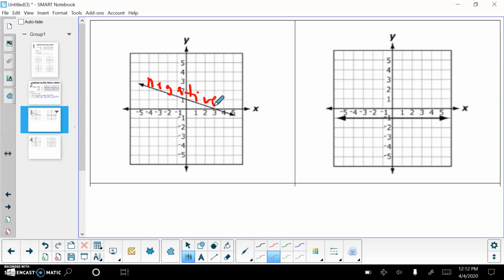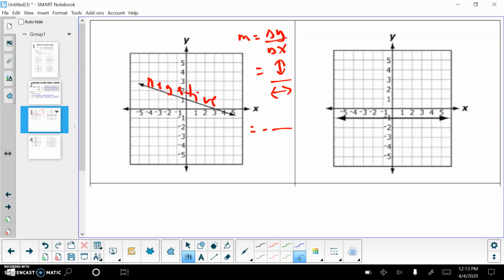And I remember my slope letter is M, and that's the change in the y over the change in the x, and the y, that's the up and the down number, and the bottom part of the fraction is the side-to-side number. And since I already know it's negative, I'm going to put a little negative sign out in front of my slope fraction so that I don't forget that.